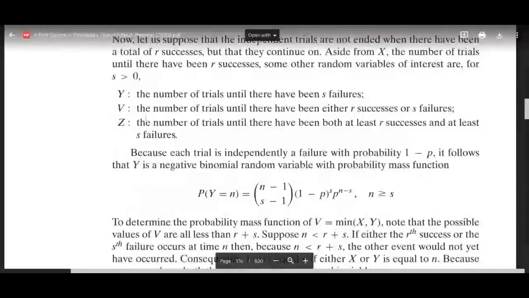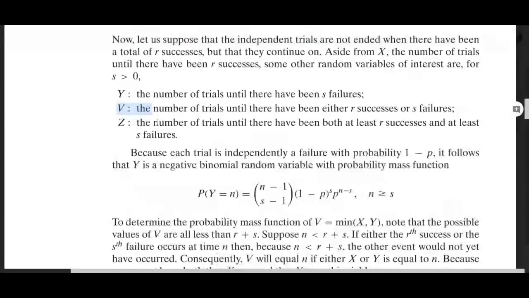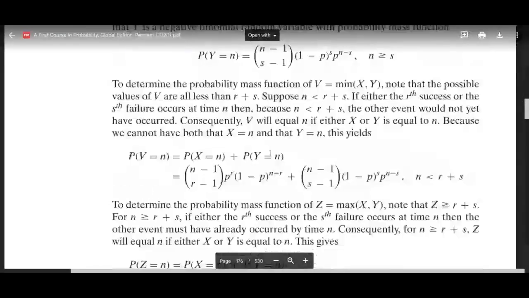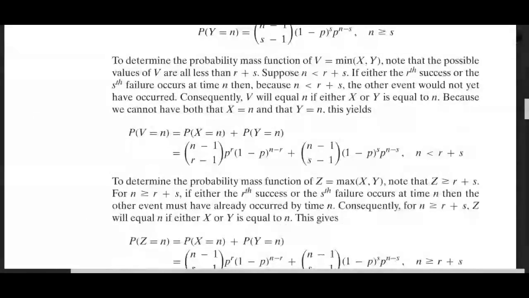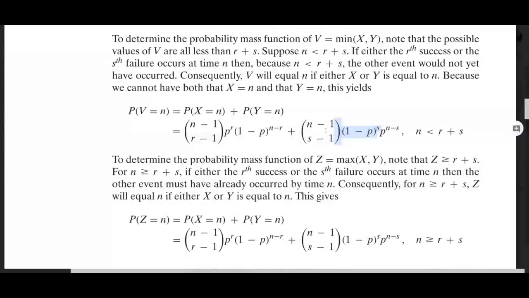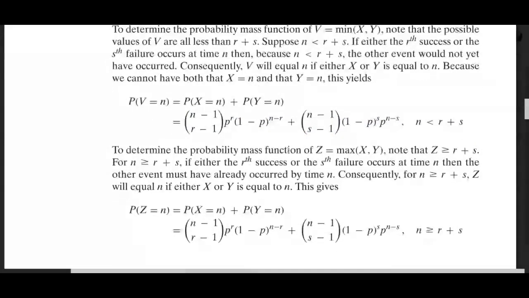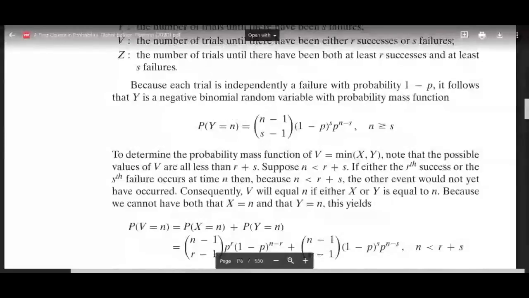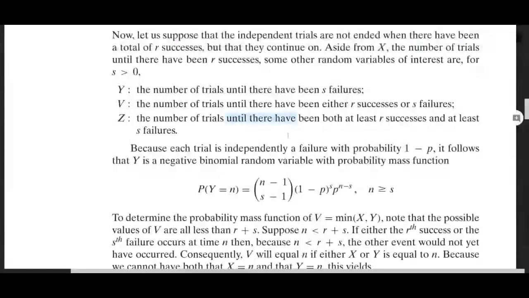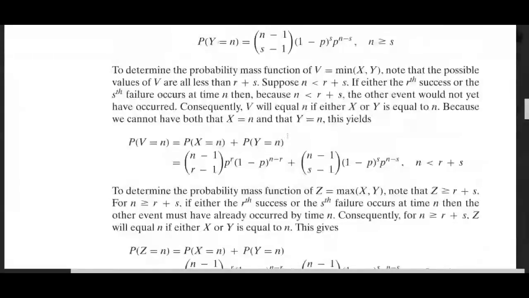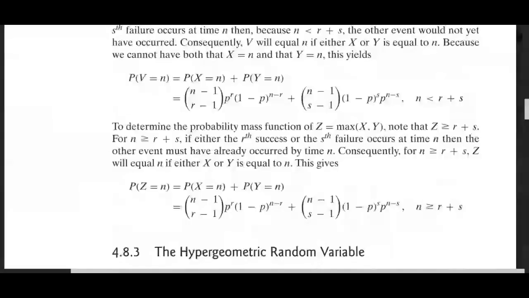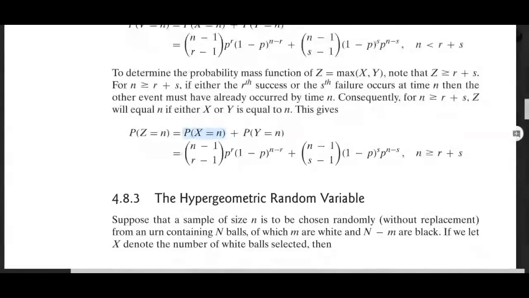This is for the second situation. The second situation is either R successes or S failures. So consider both. Then the third one is Z. Z is at least R successes and at least S failures. I see. Okay. All right.